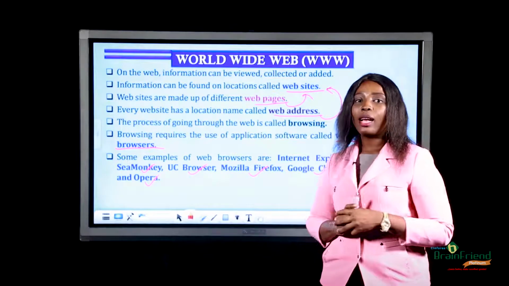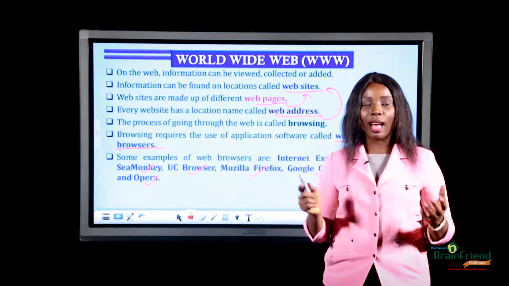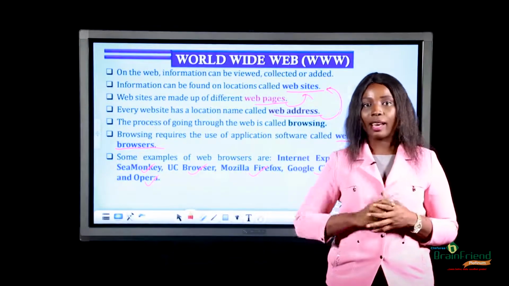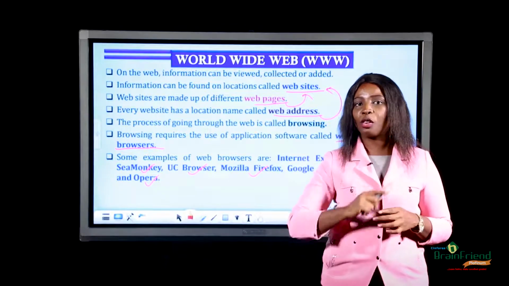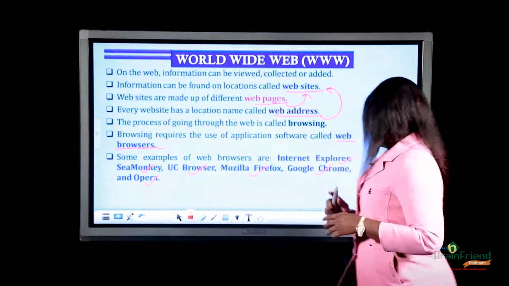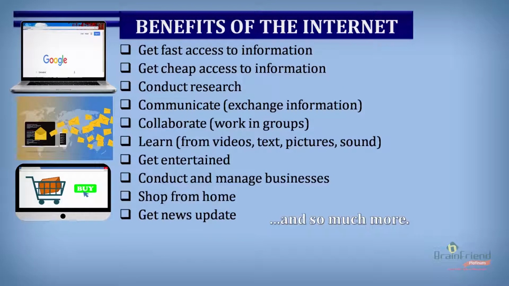Now we know that with internet access, we have access to the web. So let's find out the benefits of the internet. Right now, I'm sure you're thinking of some already. So the first is you get fast access to information. With your computer at home, you can have access to information in China. So you see, fast information.